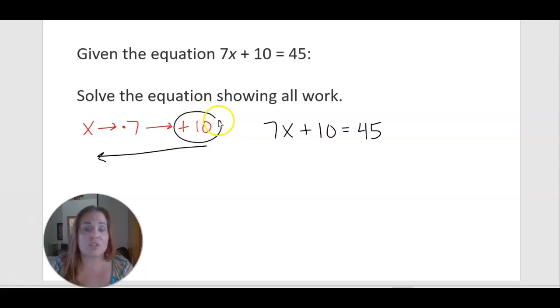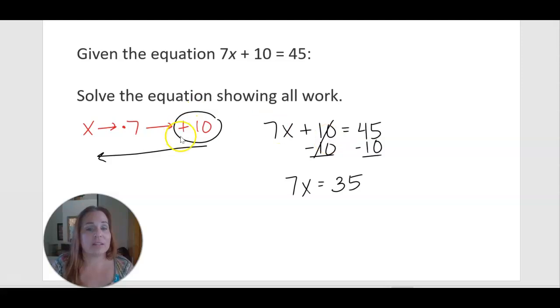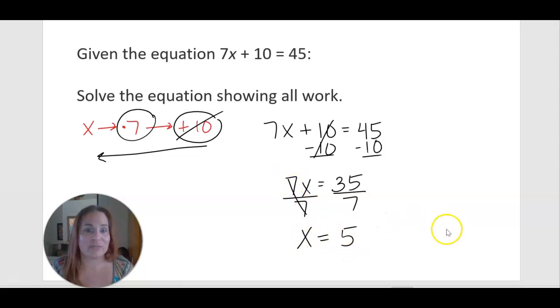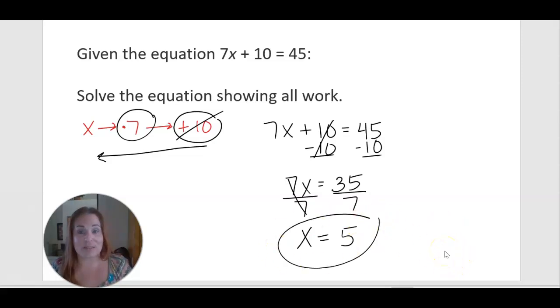So I have to undo this one first. And to undo adding 10, I have to subtract 10. I'm going to do that from both sides, and I get 7x equals 35. All right, did that. Now I go back another step. I have to undo multiplying by 7, so I use the opposite of multiply, which is divide. I divide by 7, divide by 7, and I get x equals 5. All right, I found my solution and I showed all of my steps.